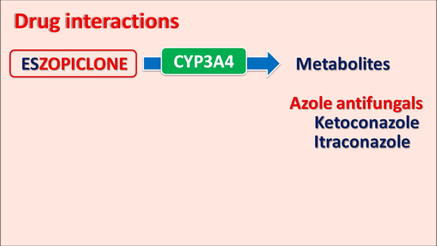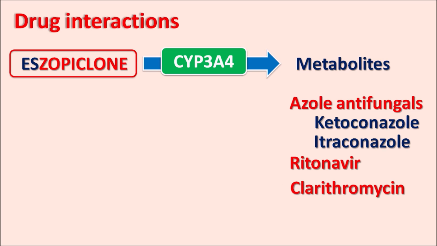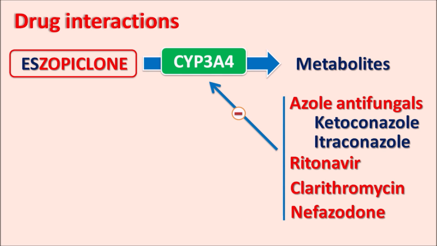Similarly, if you have other drugs like ritonavir, which is an antiviral agent, clarithromycin, a macrolide antibiotic, and nefazodone, which is an antidepressant, all these drugs are going to inhibit the CYP3A4 enzyme. Thereby, they can increase the levels of S-Zopiclone, resulting in increased adverse effects. So, when these drugs are combined with S-Zopiclone, the CNS depressant activities are further increased, resulting in severe hallucination, motor impairment, and other psychotic symptoms.